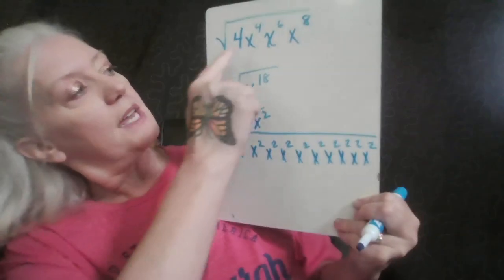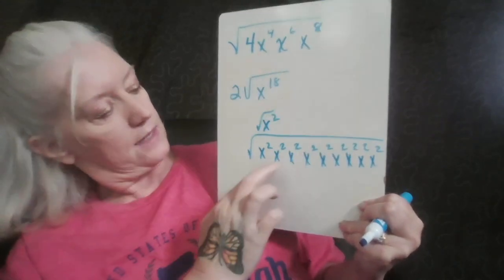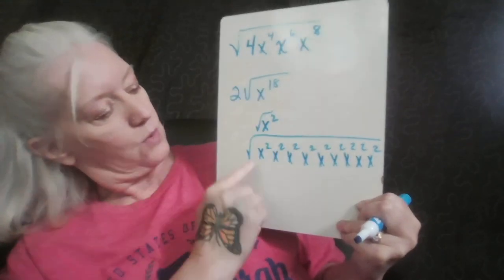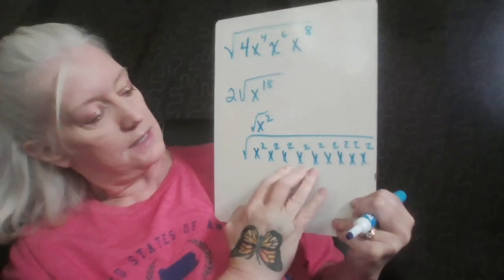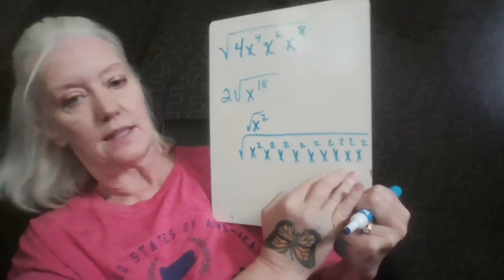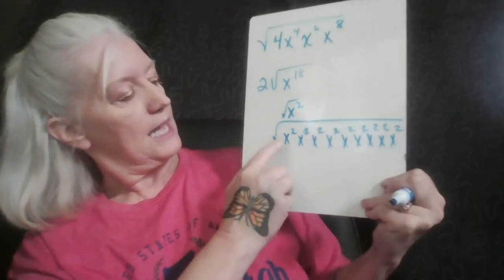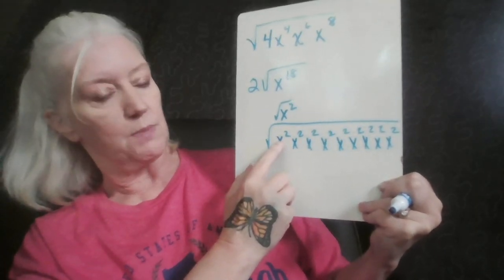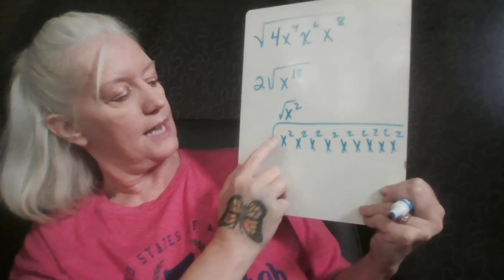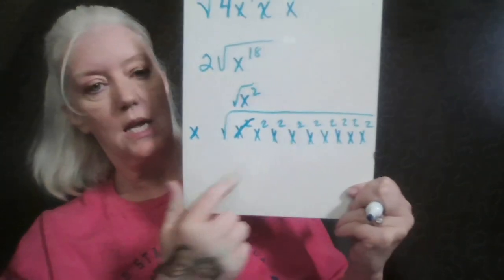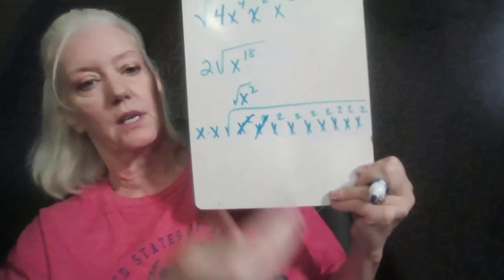Okay, you could have thought of this as x squared times x squared, and then x becomes x to the 6th, and then x to the 8th. There's several different ways you could do this, but if you think about it like this, each of these x squareds comes out to be an x. X squared square rooted is x. Cross it off, bring it out. Okay, x squared square rooted is x. Cross it off, bring it out. And so on and so on and so on.